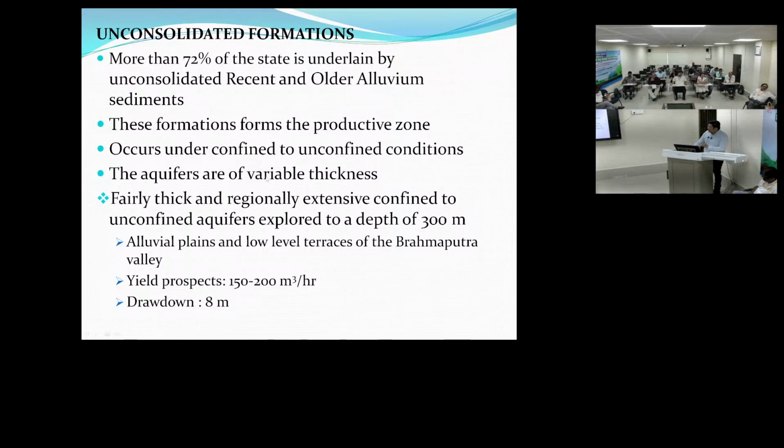And the aquifers are variable in thickness, meaning in some regions you can see fairly thick and regionally extensive, confined to unconfined, explored up to a depth of 300 meters. And in the alluvial plains and low-level plains of the Brahmaputra, the yield prospect is very high. You can see 150 to 200 meter cube per hour for a drawdown of 8 meters.